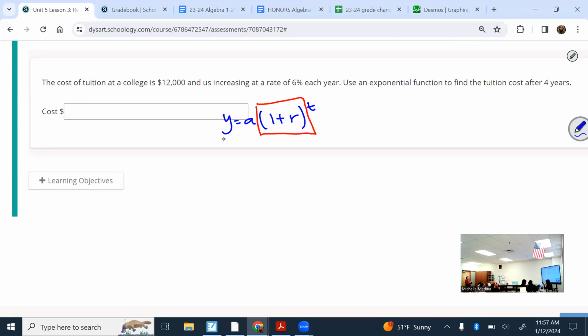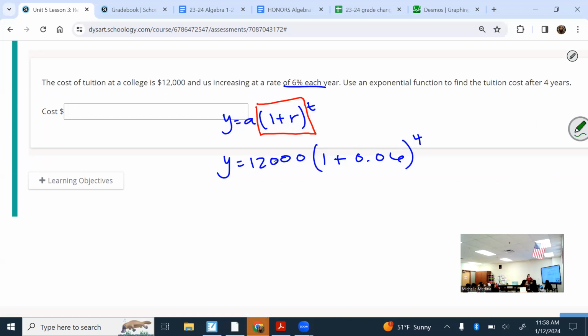So what's going to be my a in this one? $12,000, my initial amount. So put the 12,000 there. And then in parentheses, just following the formula, it's going to be 1 plus whatever r is. So 6% as a decimal is... good. And t is the time frame that we're looking at, which is 4.